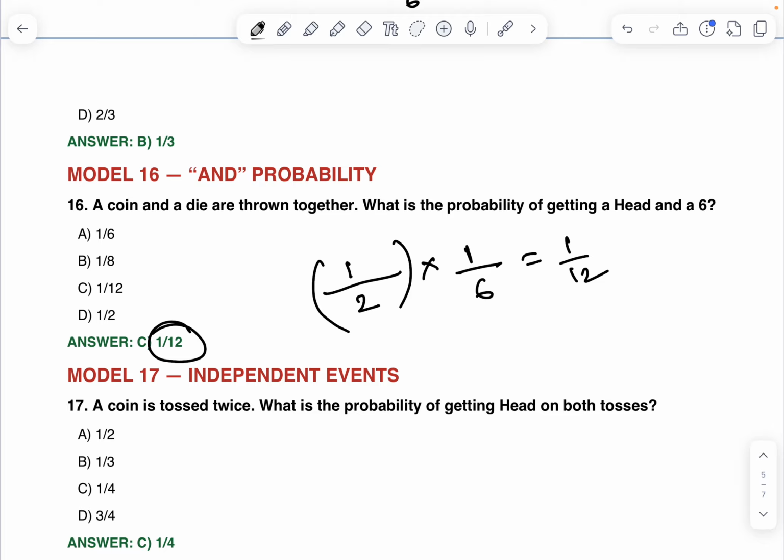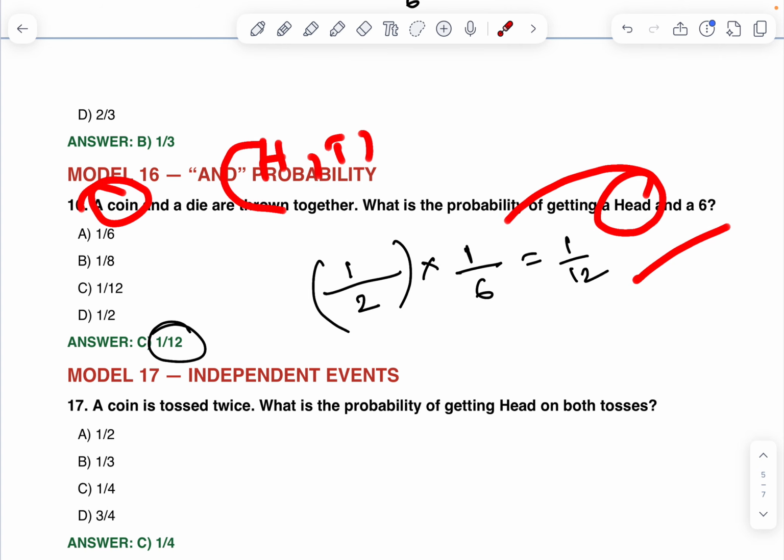Okay. It's simple. In a die there are 6 faces. Here we want only 6. Therefore 1 by 6. In a coin there are 2 faces, head and tail, but here we want only head. Therefore the answer is 1 by 12.